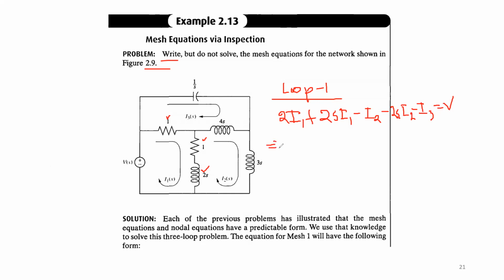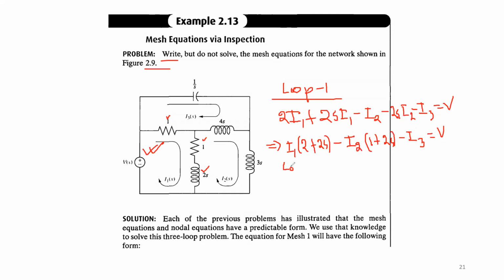Now, if you write this carefully, I1 into (2 plus 2s), minus I2 into (1 plus 2s), minus I3, is equal to V. That is for the first loop.